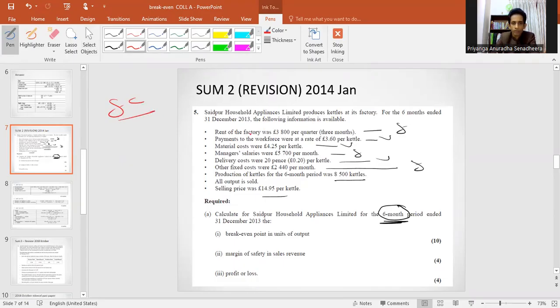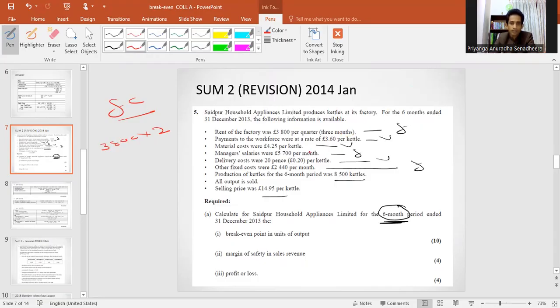Fixed cost, how do you calculate? The first fixed cost will be the rent. So 3,800 per quarter. Quarter means 3 months, but we are doing it for 6 months. Therefore, 3,800 should be multiplied by 2, because it's only for 6 months. You don't multiply by 4, because they're not asking for 1 year.